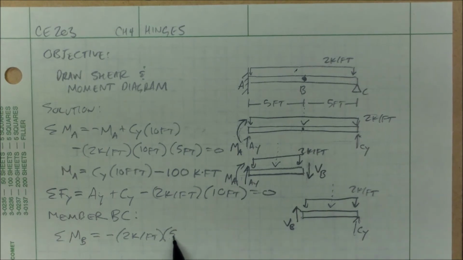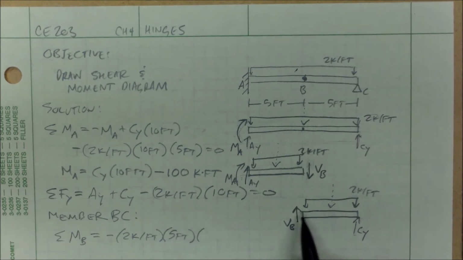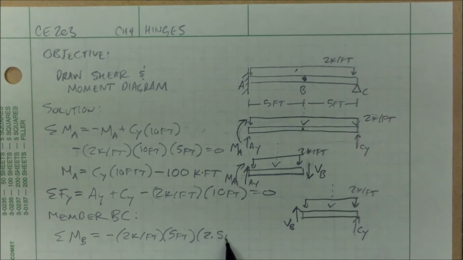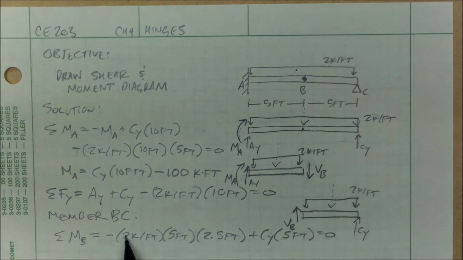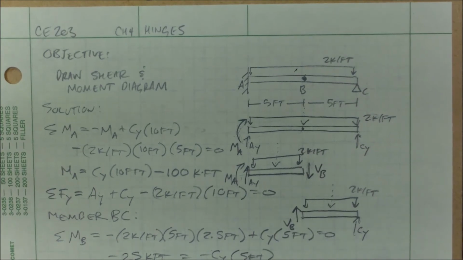It's applied over 5 feet of it, and the moment arm is 2.5 feet. CY is in the positive direction, and its moment arm is 5 feet, equals 0. 2 times 5 times 5 divided by 2 would give me 25 kip feet. So negative 25 kip feet equals negative CY over 5 feet. So CY equals 5 kips.